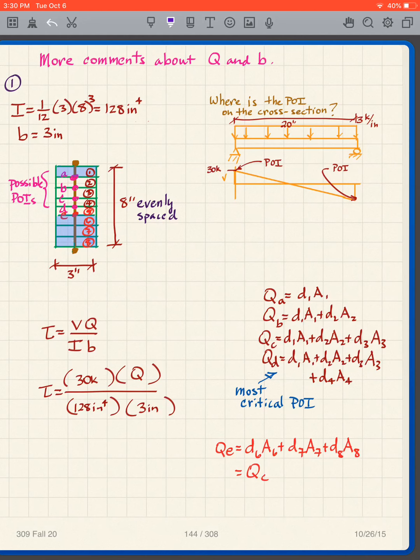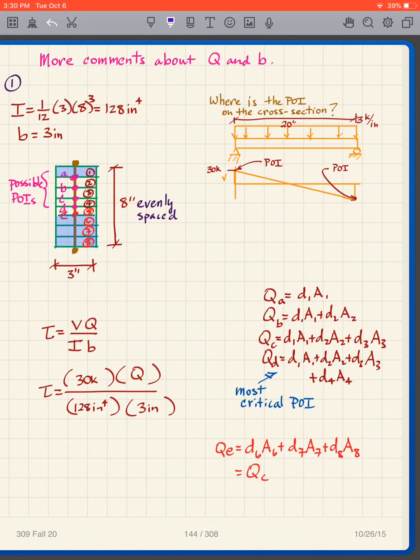So VQ over IB, I get V is 30 kips. I get my I is 128. The B is 3 inches. And then the only question is, what is the Q at the various points here? In other words, I have this laminated beam here, and I put a bolt down the middle of it. And I want to know, for instance, where is it going to shear off? In other words, I have a lot of different potential places where it could shear off because I have a lot of different interfaces between the laminations. But now I want to think about where will it shear off.